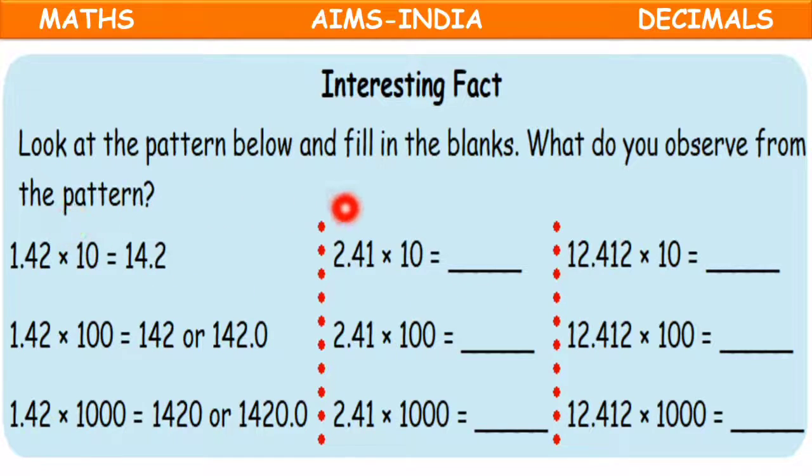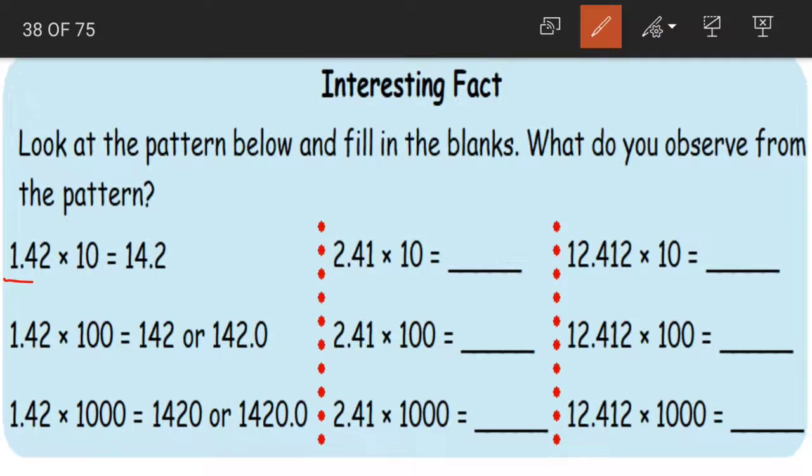Interesting fact. Look at the pattern below and fill in the blanks. What do you observe from the pattern? What do we have here? 1.42 into 10 is equal to 14.2. 1.42 into 100 is equal to 142 or 142.0. Now 1.42 into 1000 is equal to 1420 or 1420.0. Now what can we observe from this pattern?